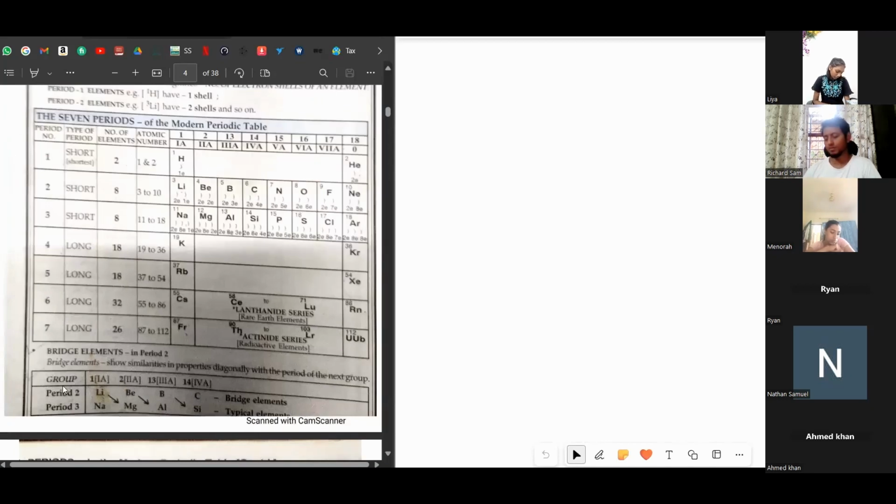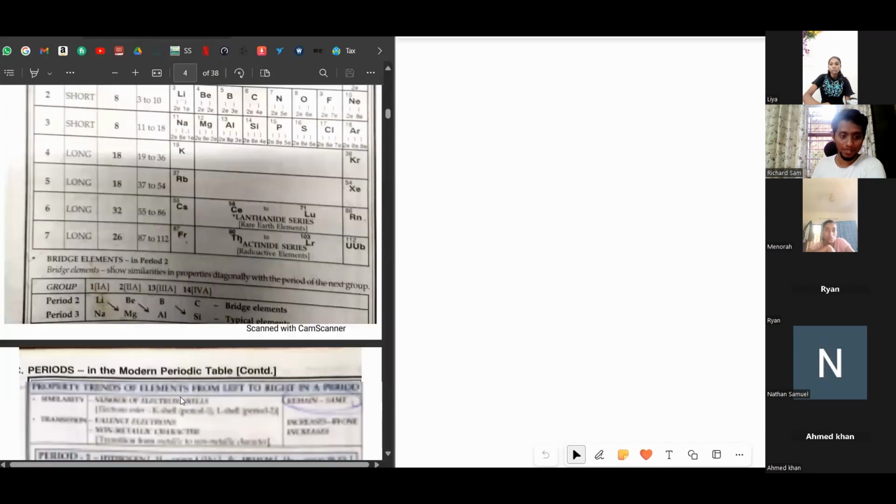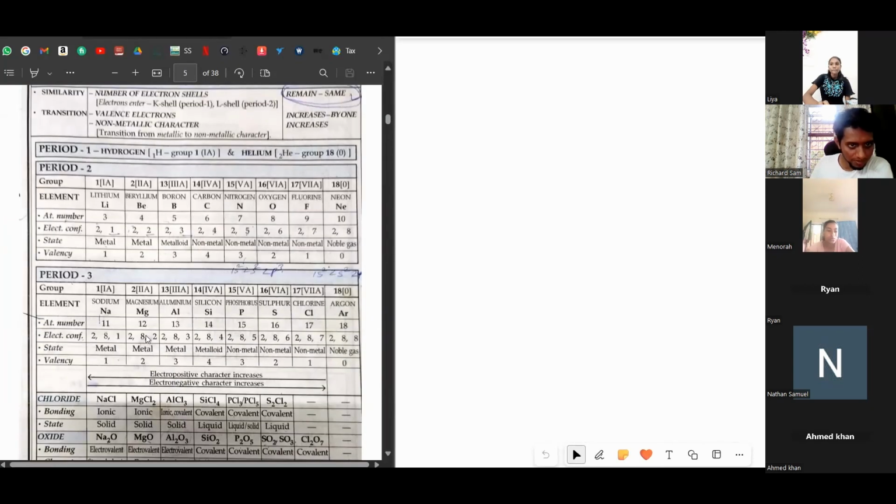When you see that type of properties, we call those elements bridge elements. So you see some bridge elements in between period 2 and period 3. Okay, not a very important thing, but this is something. Bridge elements they are called when the properties are similar diagonally. Okay.